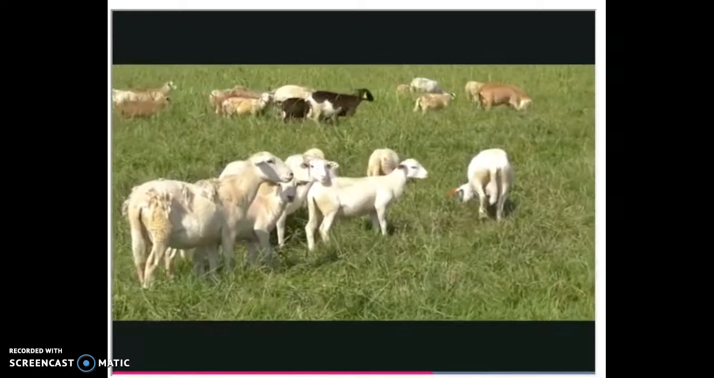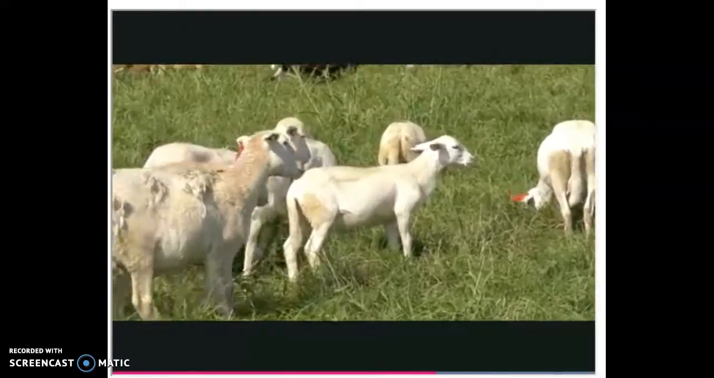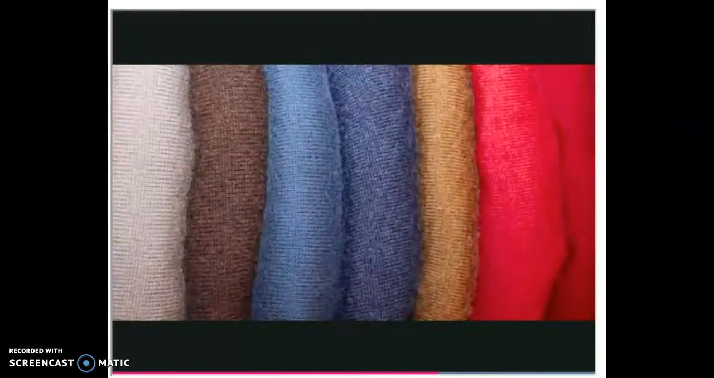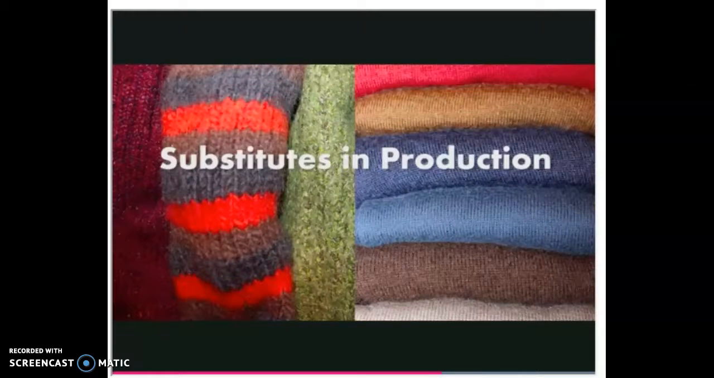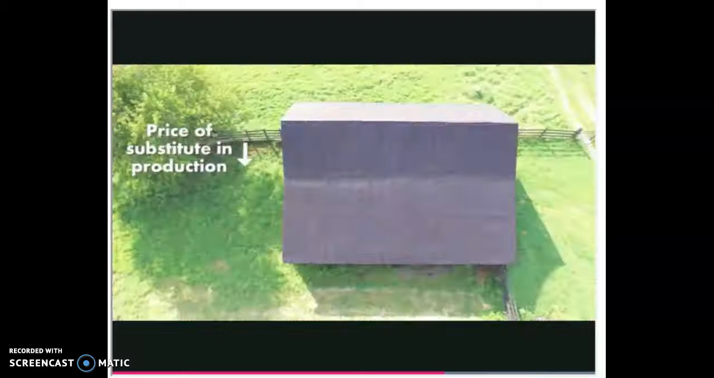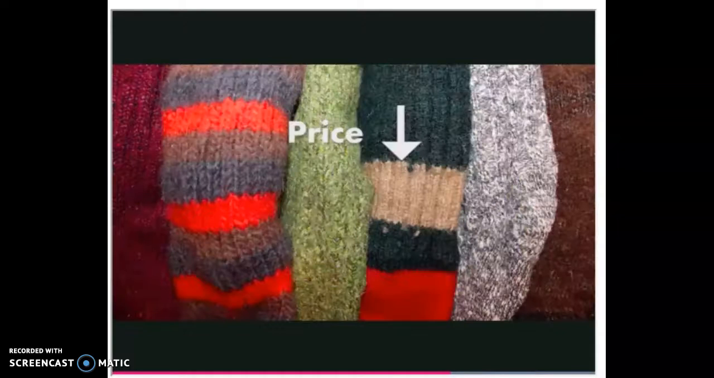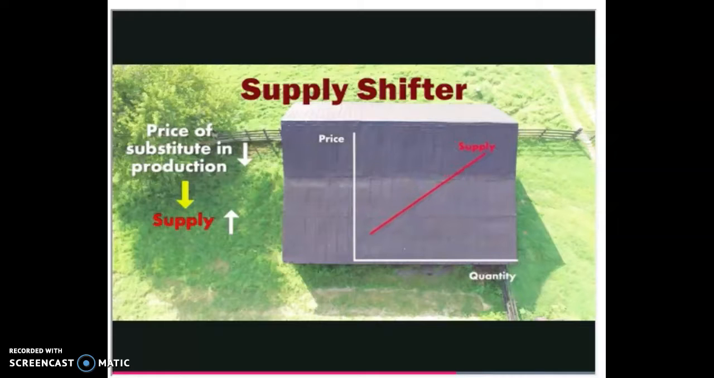Some things can be made into more than one good. For example, wool can be used to make sweaters or socks, so these goods are substitutes in production. Suppose the price of a substitute in production decreases. If the price of wool socks decreases, more wool will be available to make sweaters, making it less expensive to make sweaters and increasing their supply.